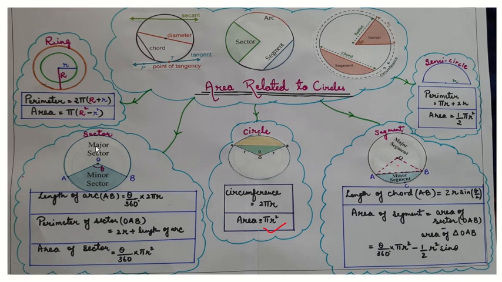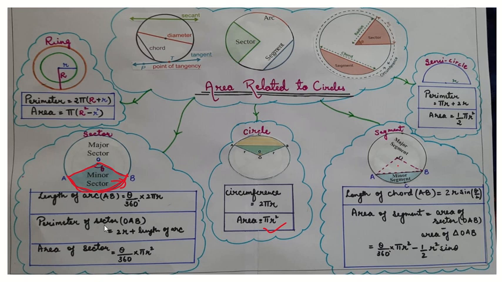So what is a sector? When two radii are joined, this region and this region are sectors. The small one is a minor sector and this one is a major sector. What is the length of an arc AB? They are asking for this length. The length of arc AB is theta by 360 into 2 pi r.